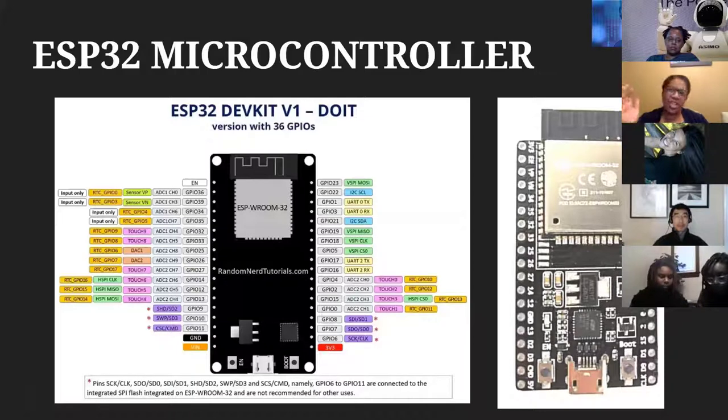make a light shine brighter the faster something is going, or maybe make a certain situation light up if it hears a sound. So the microcontroller has the ability to take this input and convert it depending on what the needs are.